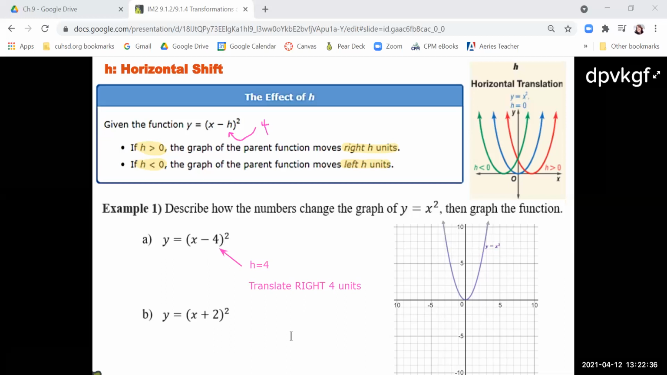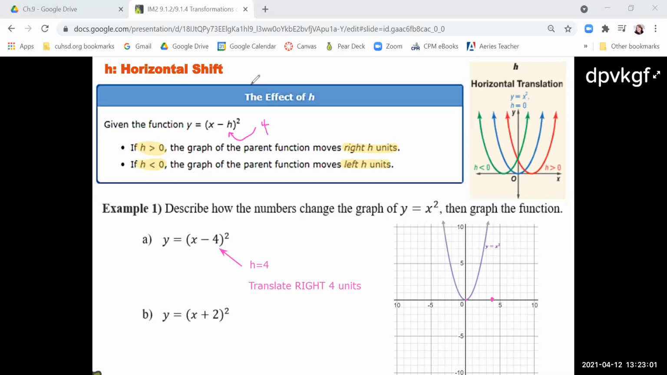So our graph now will do this. Okay, the parent function's graphed for us. So it's going to be a translation of that graph that's already on there to the right 4 units. So I started at 0, 0, the original vertex, and I moved to the right 4 units, and that's my new vertex.